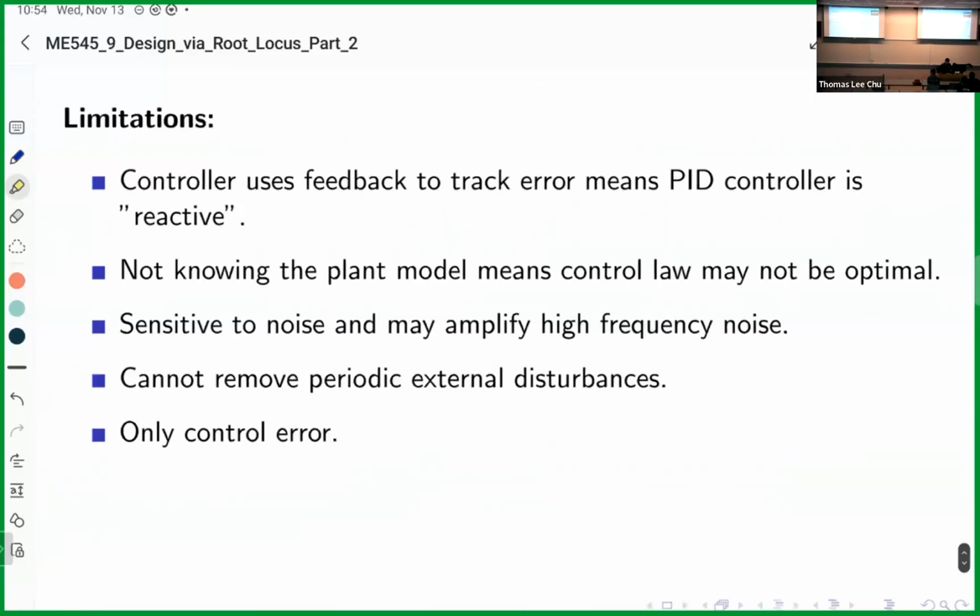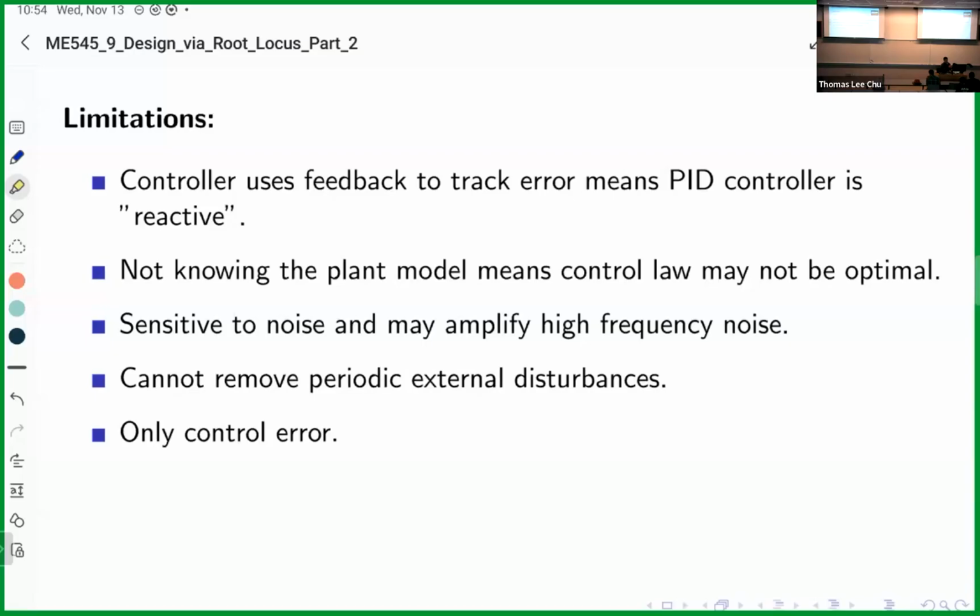There are limitations. The controller uses feedback to track error, which means that a PID controller is reactive. An inherent weakness of feedback systems is that you're always behind. So if you have oscillation, you can't get rid of the oscillation. Not knowing the plant model means control may not be optimal, and you might have a lot of very unoptimal inputs.